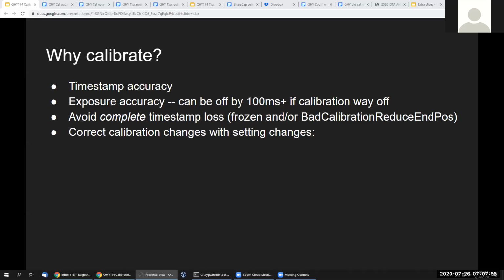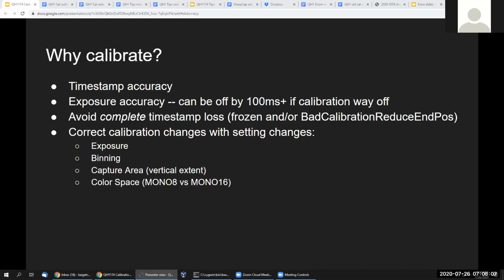Another reason is that the correct calibration point can vary when you change various settings, like exposure, binning, the capture area, the color space, USB traffic, and of course the start and end pause settings themselves. Those are the calibration settings. But if any of these change, the calibration point changes. So unfortunately this is not a do-it-once, fire-and-forget thing. It's something that we have to redo whenever settings change.